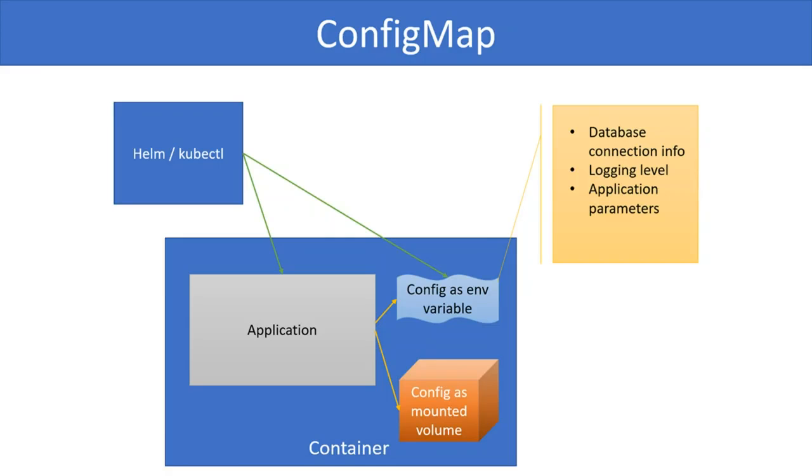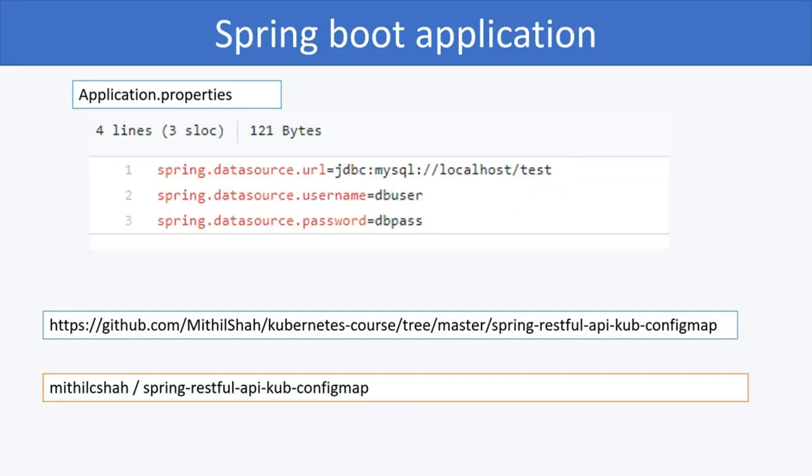The second way is to mount the configuration as a volume inside the pod. For example, we can mount the application.properties and logback.xml files inside a directory in the pod. We will now look at config maps in action. Here's a modified application.properties file that contains basic database connection information. Look at the Spring RESTful API kube config map project in the course's GitHub directory for the application.